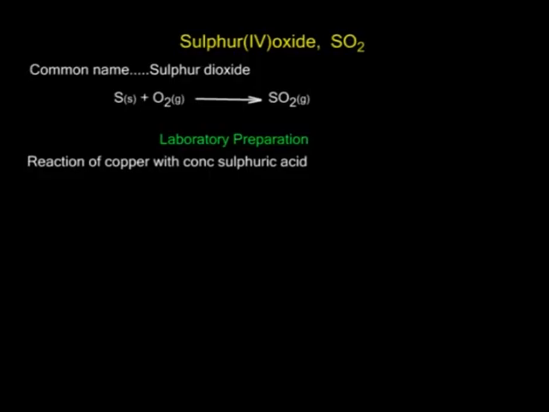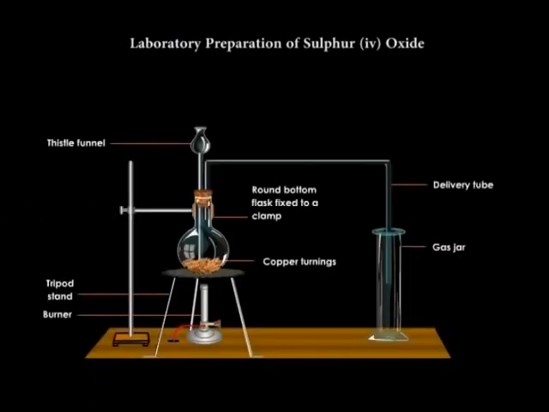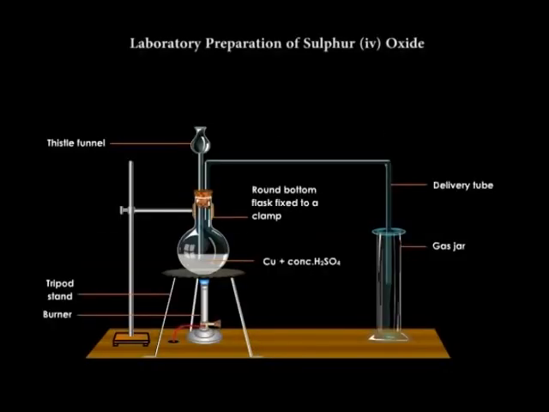In the laboratory, sulfur 4 oxide is prepared by reacting copper turnings with sulfuric acid. The arrangement is shown here. Copper turnings are taken into the flask. Concentrated sulfuric acid is poured into the thistle funnel until it covers the copper turnings. The flask is heated. Reaction takes place and sulfur dioxide is liberated.